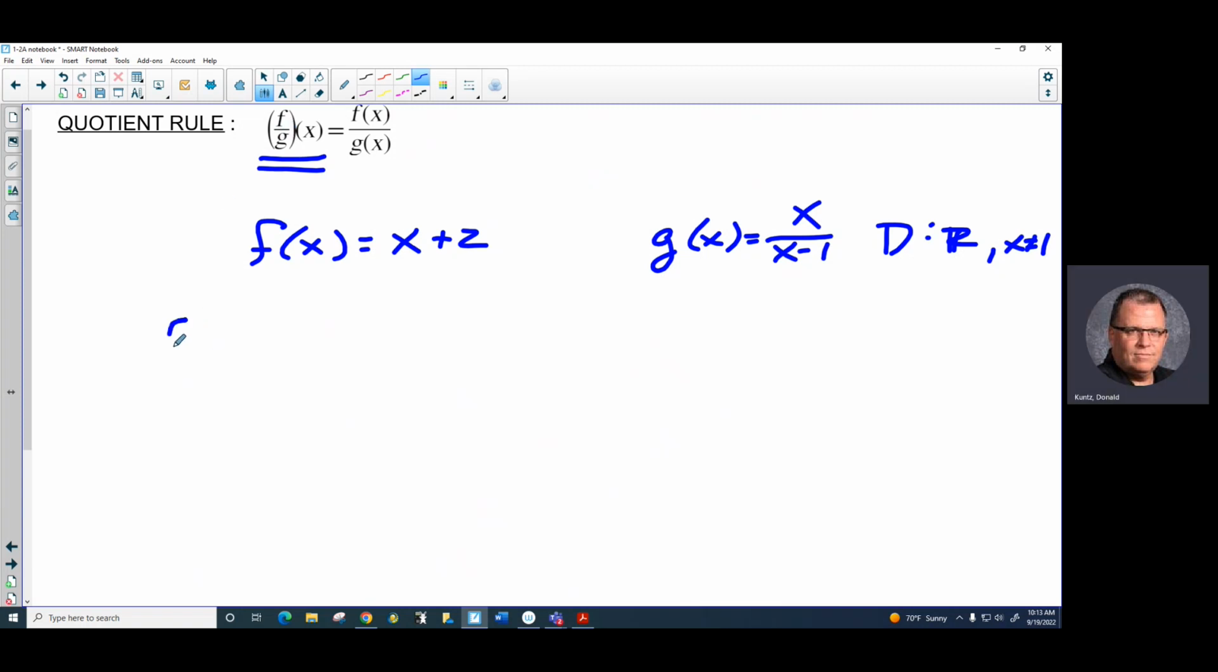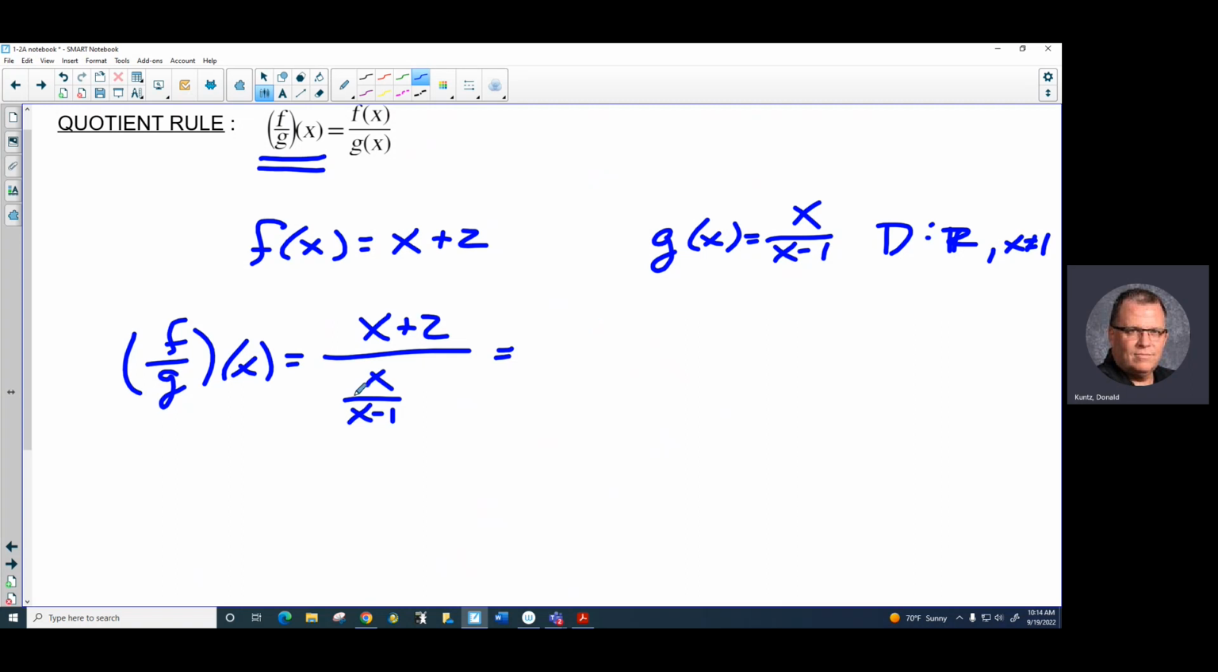So let's look at this now. If I want f over g of x, that's going to equal f of x, which is x plus 2 over x minus 1. So again, remember I talked about this rule with fractions. If you have a fraction, you flip and multiply to divide by it.